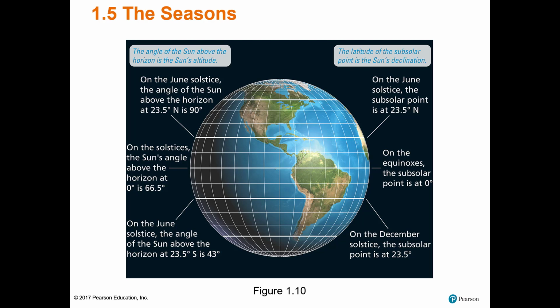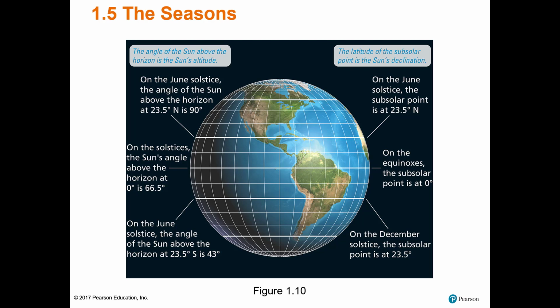So here is a diagram showing you some reasons that we have seasons. The angle of the sun above the horizon is called the sun's altitude. On the June solstice, the angle of the sun above the horizon at 23.5 degrees north is 90 degrees. So that means that the sun is directly overhead and the sun's rays make a right angle. On the solstices, the sun's angle above the horizon at 0 degrees, which is the equator, is 66.5 degrees. So that's the angle of the sun's rays.